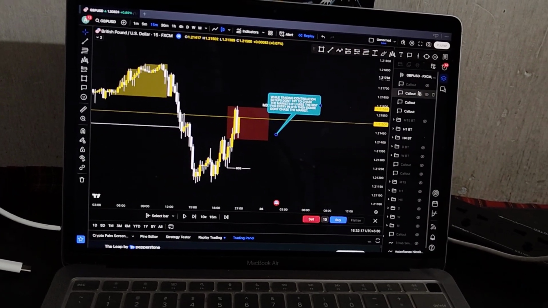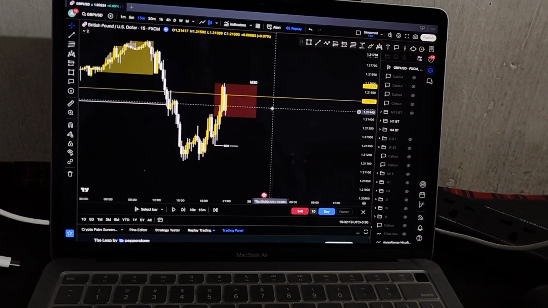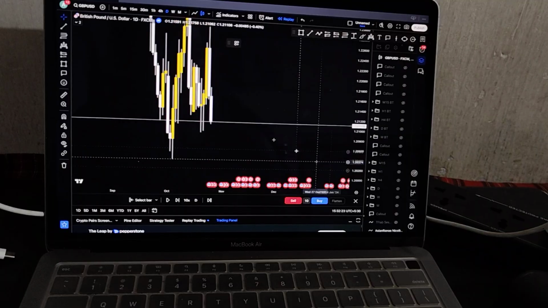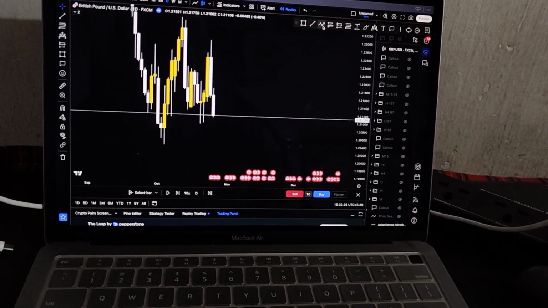So in this kind of situation, you don't want to chase the market. If you don't chase the market, you're good. And if you try to chase the market, you can't chase the market, bro. Sorry, but you can't chase the market.